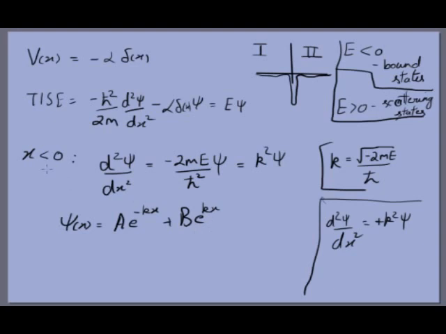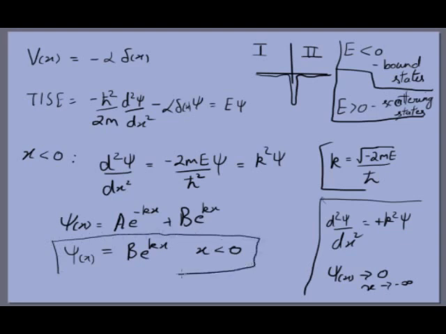But we know that as x is less than 0, ψ of x has to go to 0 as x goes to minus infinity. So this term will blow up if x goes to minus infinity, so A has to be 0, which means ψ of x equals B e to the power kx for x less than 0. A has to be 0 because if A was non-zero, as x goes to minus infinity, this term will blow up. But we need this term to go to 0. Here, as x goes to minus infinity, e to the power minus k into infinity does indeed go to 0.